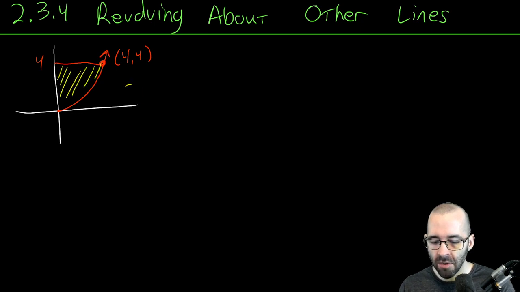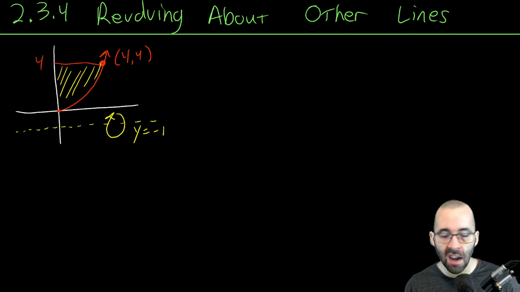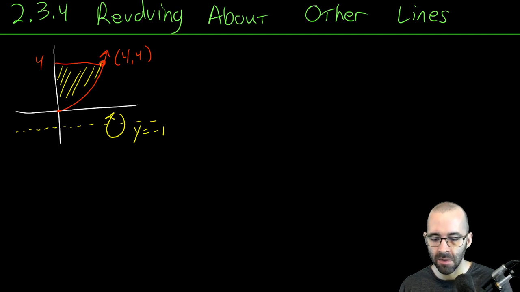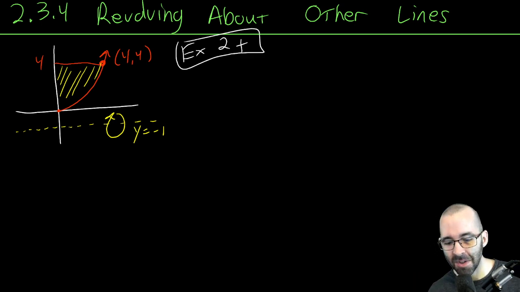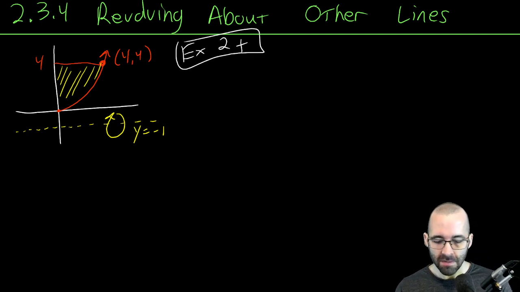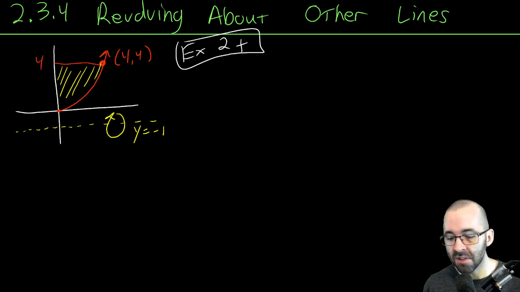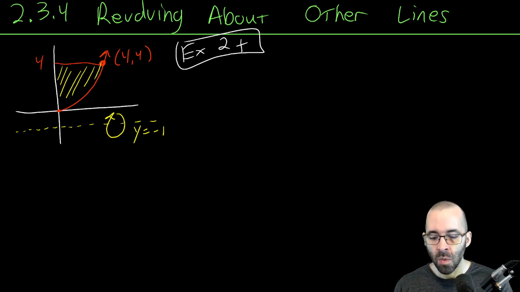But now instead of revolving about the x-axis, what happens if we revolve about the line y equals -1? What's changing and what's staying the same here? Okay, so this is example 2 plus, I don't know, example 2 alternated. So what's changing about the shell method? Let's visualize again. What's happening with the shell method?